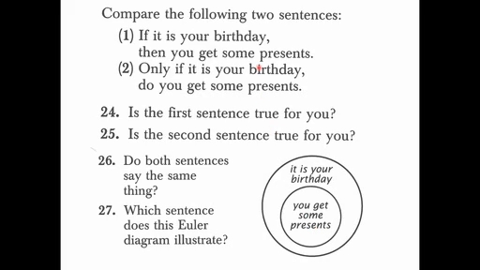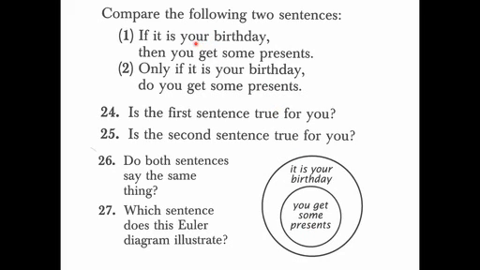So which one of those two fits this picture? Is it if it is your birthday, then you get some presents? Is there just a single unique place where the X can fall for that sentence in that diagram? How about this? Only if it is your birthday do you get some presents. I think it's 2 in this one, because the only way that you can get some presents is if it is your birthday. So only if it's in the birthday circle do you get some presents. So I'm saying the second sentence fits this picture.